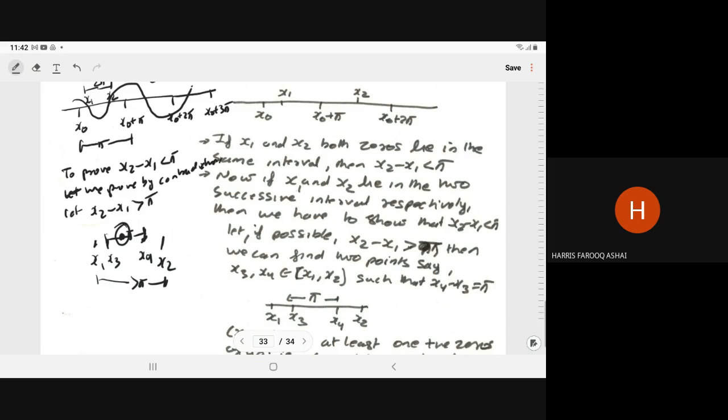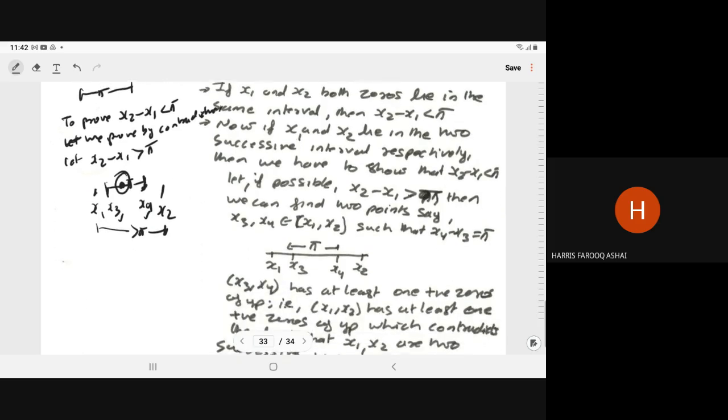So that is written here. Now, if x1 and x2 lie in two successive intervals respectively, then we have to show that x2 minus x1 is less than pi. Let, if possible, x2 minus x1 be greater than pi, then we can find two points, say x3 and x4, belonging to the interval x1 x2 such that x4 minus x3 is equal to pi.